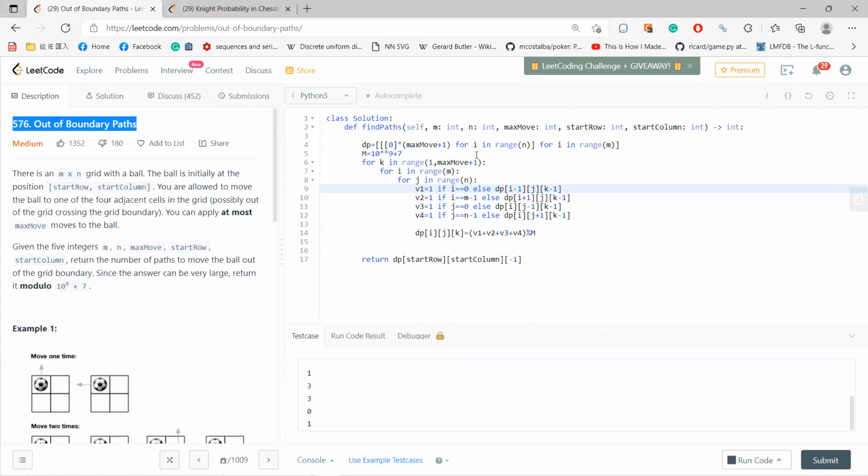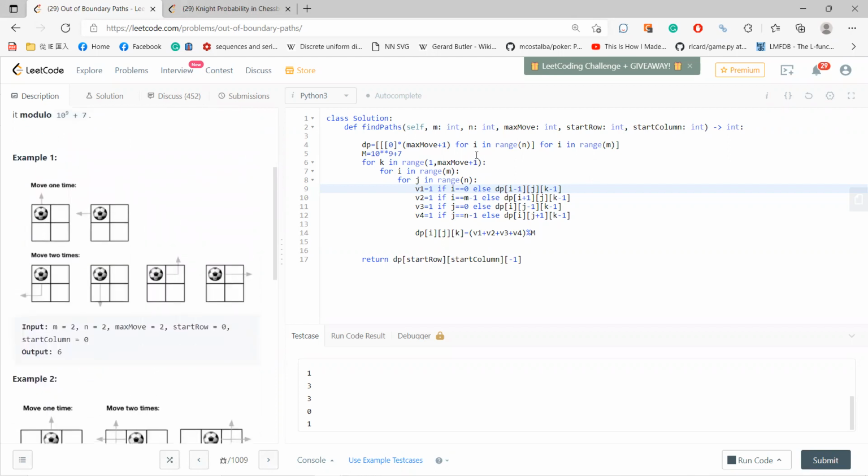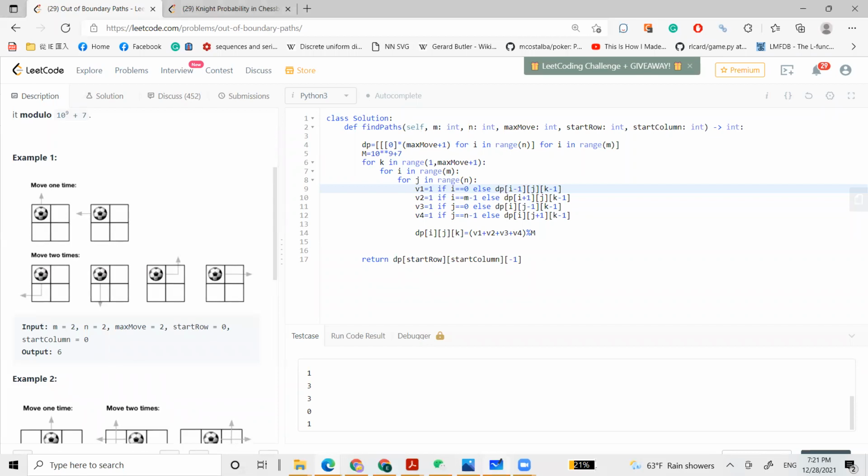Let's solve this 576 out of boundary paths. So there are m times n grids, and you're given a starting row and starting column. Given the grid and maxMove, return the number of paths to move out of the grid boundary. For example, m equals 2, n equals 2, you start at 0, 0, and your max move is 2. So that means after 2 moves, you must go out.